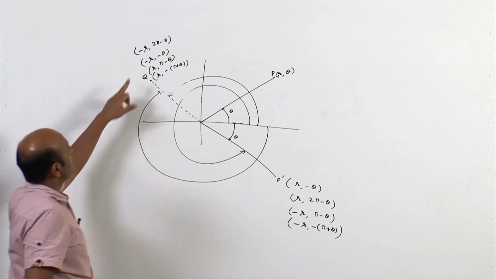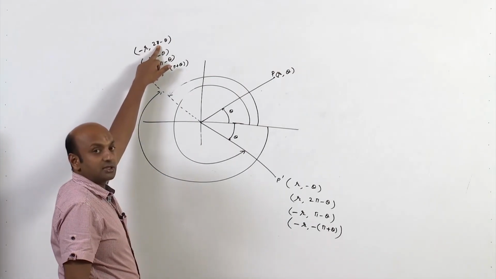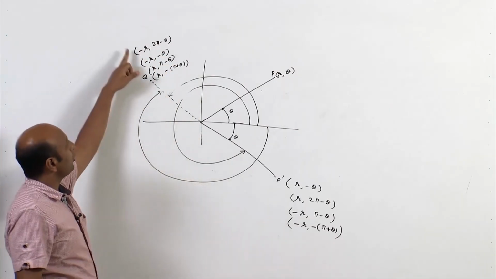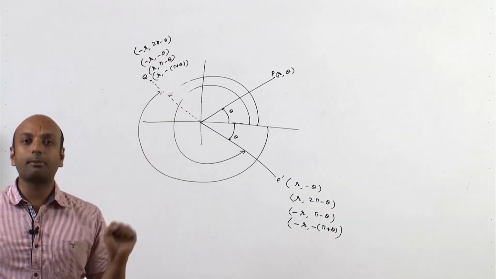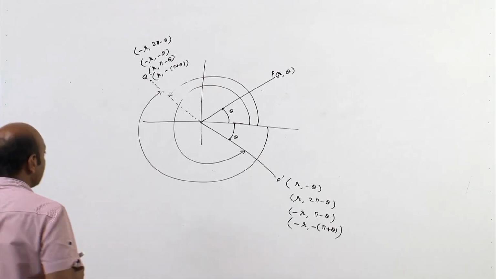Okay. If you replace r by minus r and theta by 2 pi minus theta and there is no change, that means it is symmetrical about the y axis. So, if any one of the 4 coordinates satisfies a given polar equation, that means it is symmetrical about the y axis. Now, symmetrical about origin.